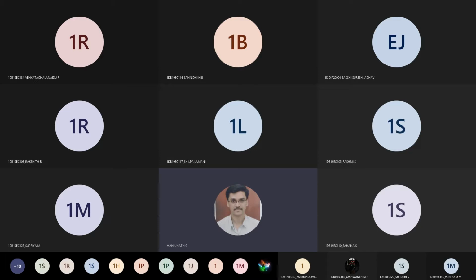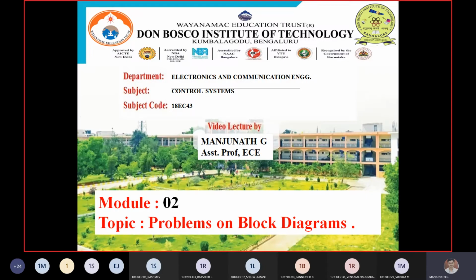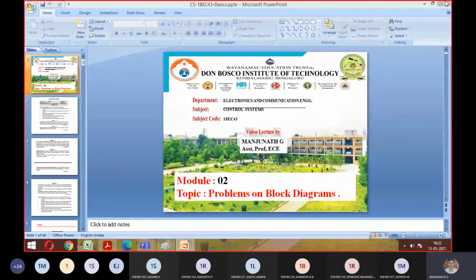So I think in the last class we ended with one problem. So any doubts anyone till the previous class? If you have doubt you can ask. So we'll move on to the next part of your block diagram. Till the last problem you can ask, otherwise let's move on to the next one. Any doubts anyone? So anybody have doubts till the last class? No, sir. Okay, so let's proceed.